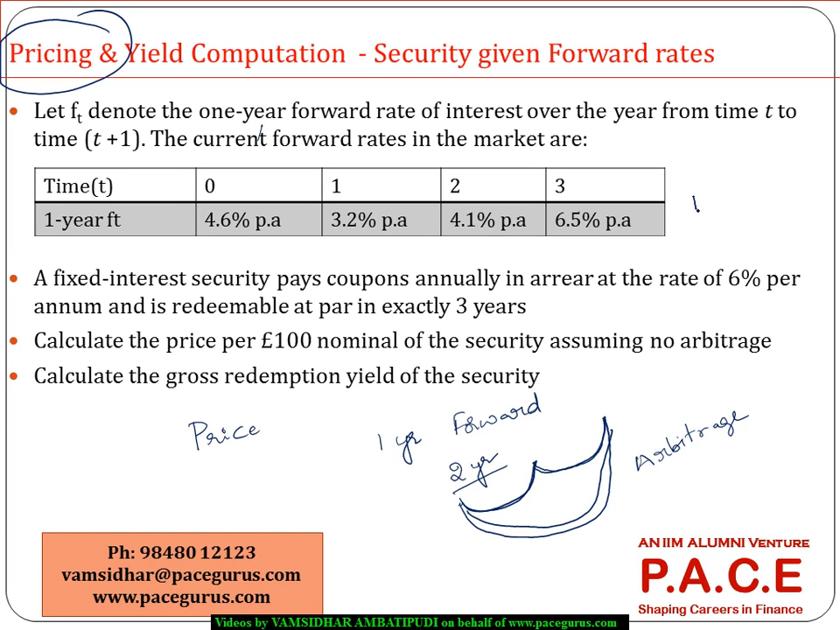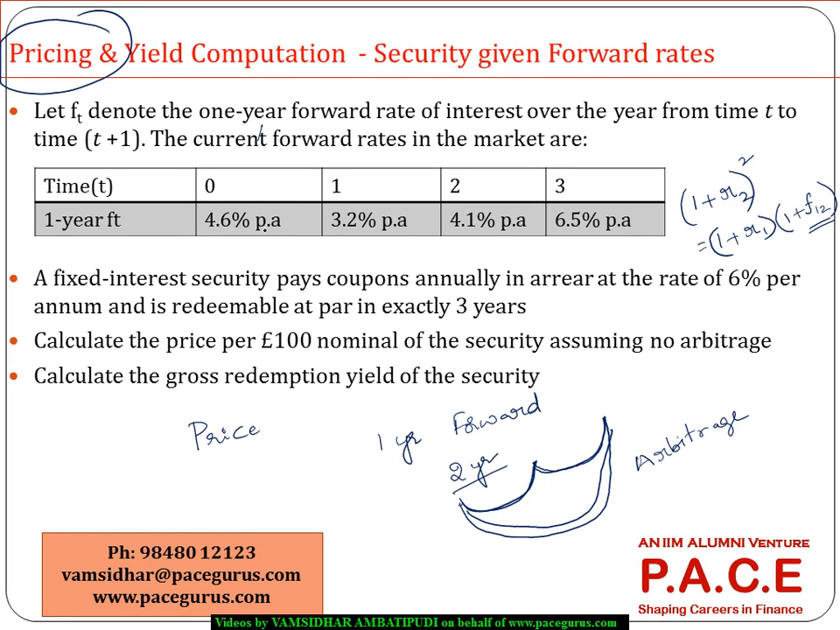The other way of putting it is, if the 2-year rate is R2, then 1 plus R2 squared should equal 1 plus R1, which is a 1-year investment, and then reinvesting the same at some other rate F, which is the interest rate between 1 and 2 years. These two should be the same, and this is what we call the forward rate.